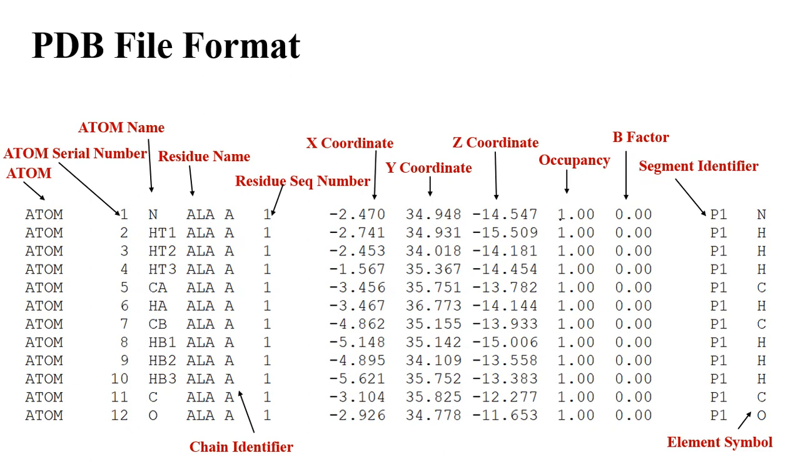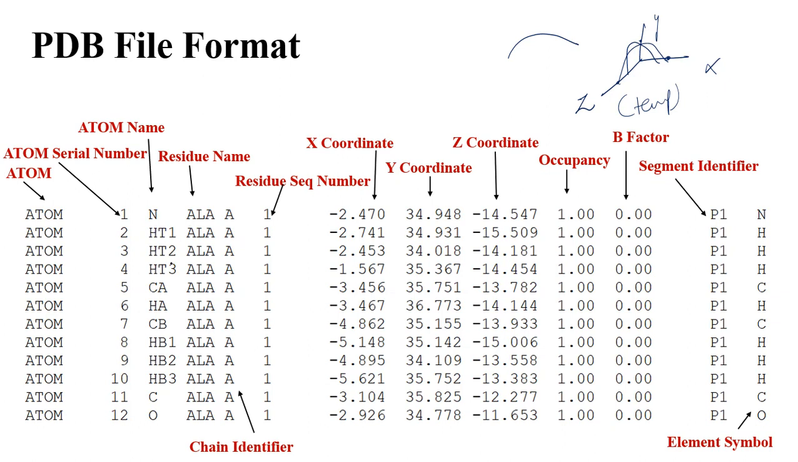Then there is the occupancy. Occupancy means there is a defined space. Suppose these are X, Y, and Z, and this is the fixed position where this particular amino acid has to come, and it is going to that particular position. It means the occupancy is 1, but if it changes the pattern, the occupancy value will get disturbed. B factor is nothing but the temperature factor. Then the segment identifier, P1, protein 1. When there is a change in that one, it will get changed. And then the symbol.